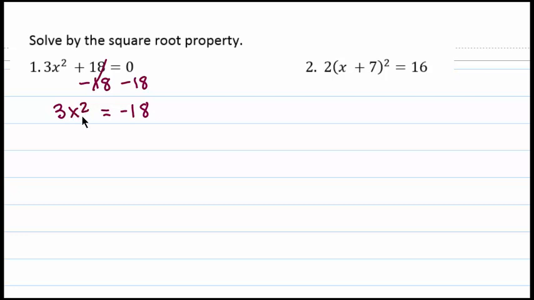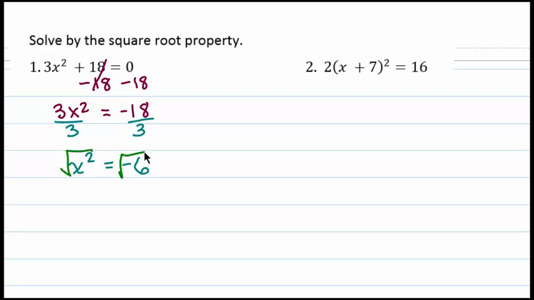Now I need to isolate what's being squared. So this x is being squared, so I have 3 times x squared, so I'm going to divide both sides by 3. So now I have x squared equals negative 6. All right, now that I have what's being squared, I'm going to take the square root of both sides.